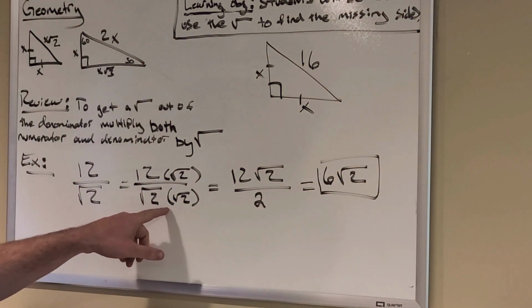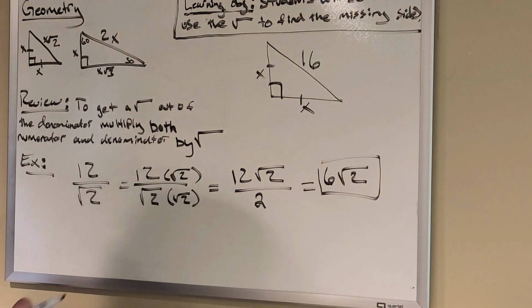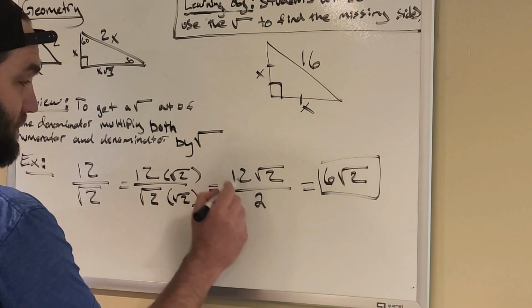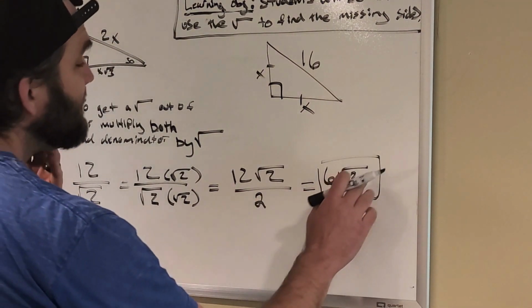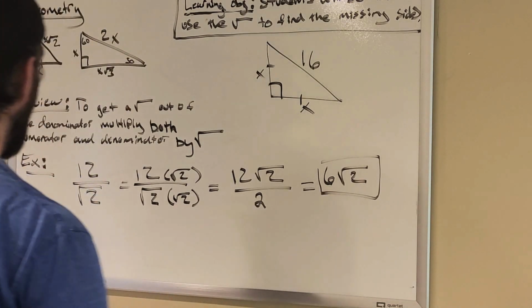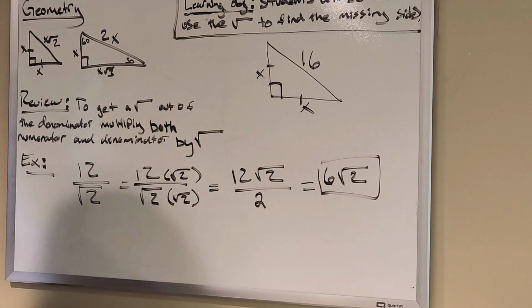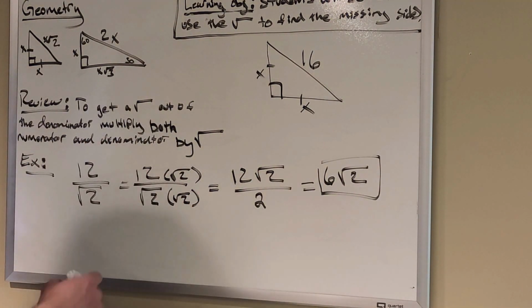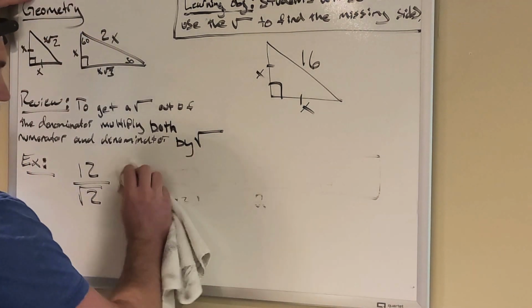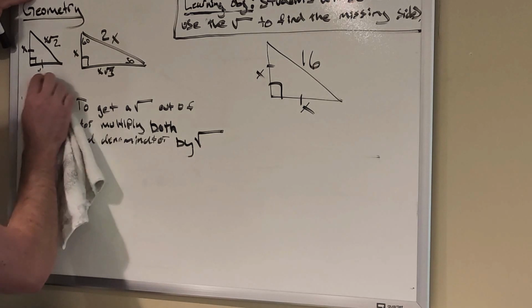I no longer have a radical in the denominator. I brought it up to the numerator, and I was able to simplify a little more by dividing the 12 by 2. I got 6. So 6 square root 2 ends up being my simplified version of this. We're going to use this information to solve for missing sides.